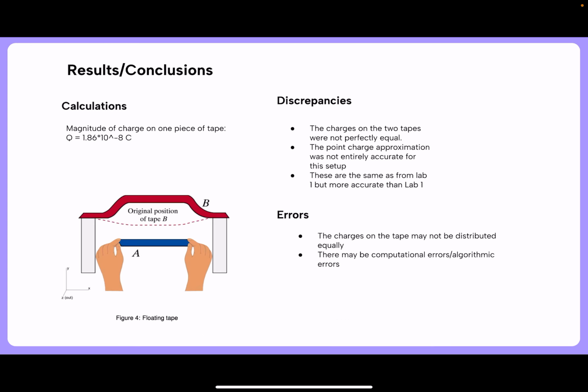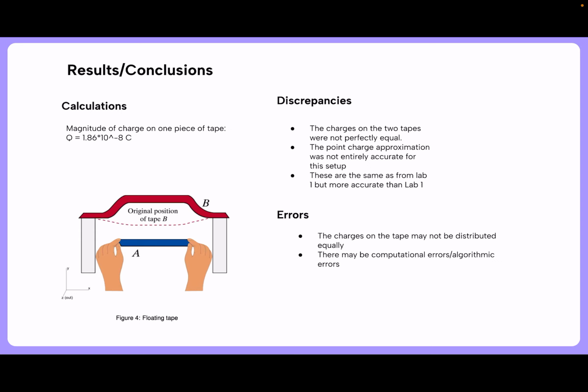For the results and conclusions, the results indicate that the charge distribution was not perfectly equal between the tapes, and that the point charge approximation was also not entirely accurate. Therefore, the charge model used in this lab was much more precise than lab 1, even though it still had some discrepancies similar to lab 1. The possible sources of error were that the charge distribution was unequal along the entirety of the tape, or some computational and algorithmic errors within the modeling.